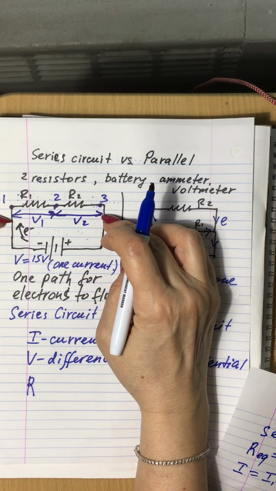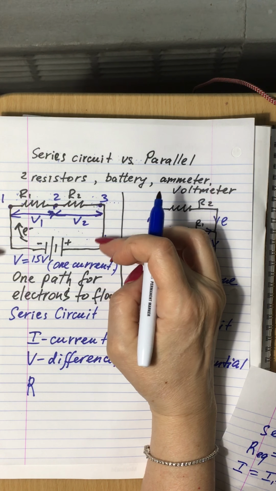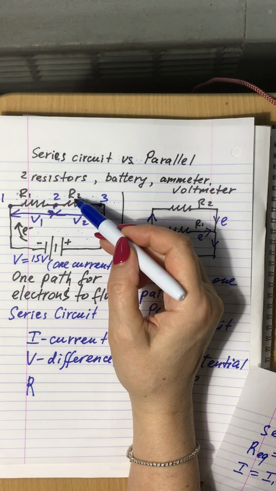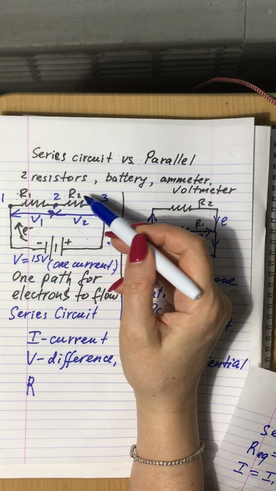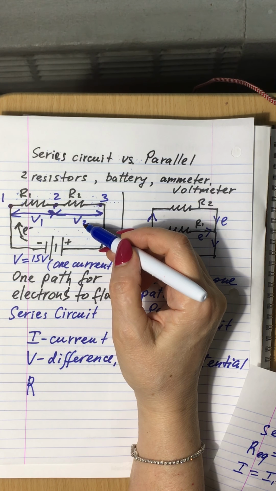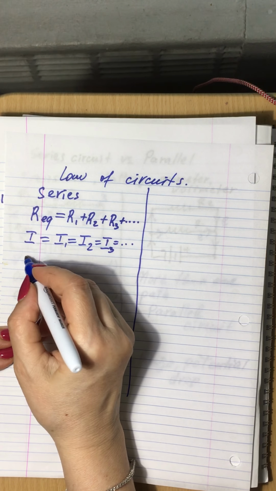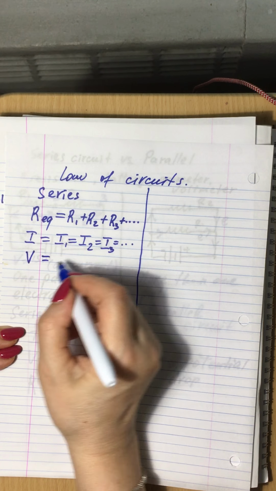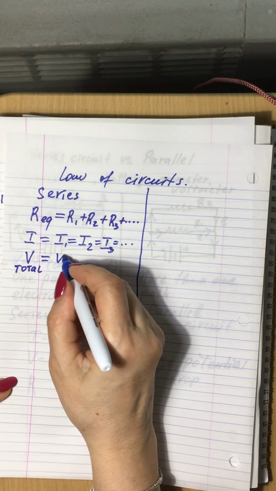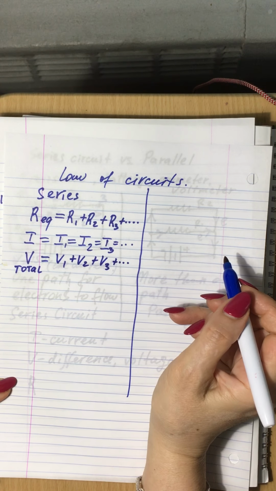And what will it add up to? It will add up to the total. So the potential difference will not split evenly. We will talk about it later. It will depend on the amount of resistance. Higher resistance will require a higher potential drop because it's more difficult for electrons to flow. So the rule for the potential difference will be: V total equals V1 plus V2 plus V3, and so on if I have more.